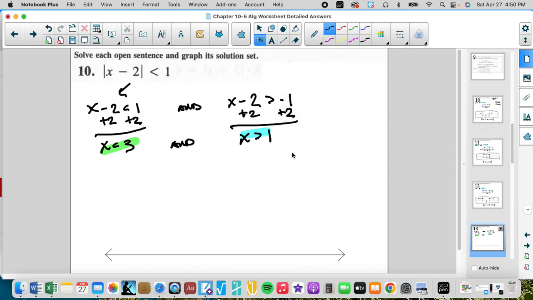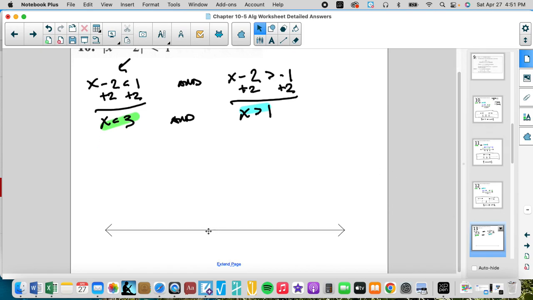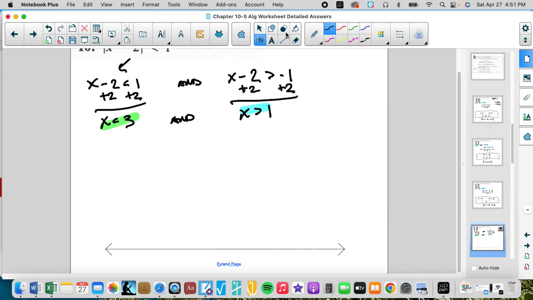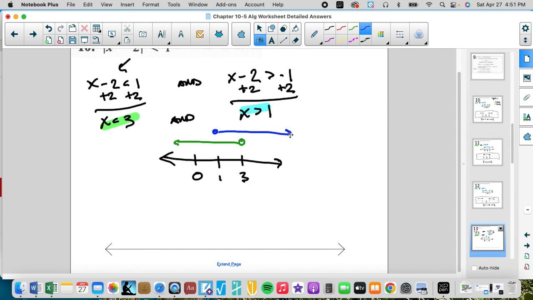Let's sketch. Let's move that solution sketch down. We'll do this. We have 0, 1, and 3. Green, x is less than 3. That's an open circle. We have x is greater than 1. That's an open circle.